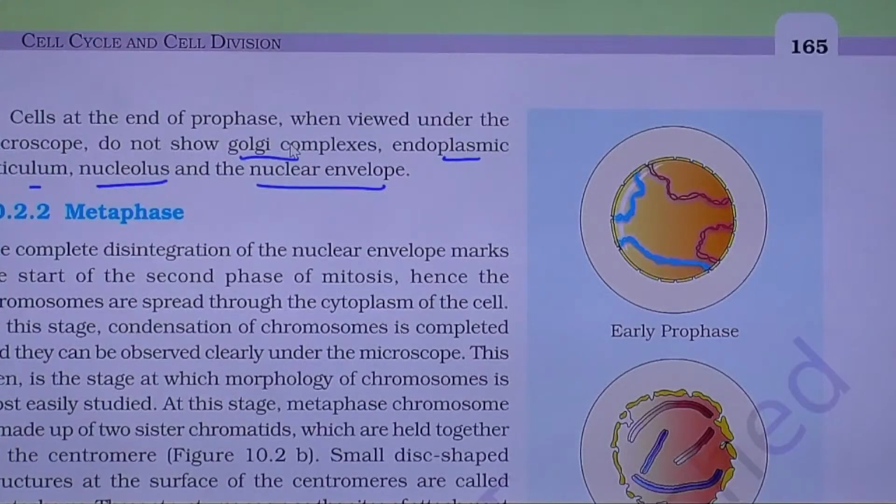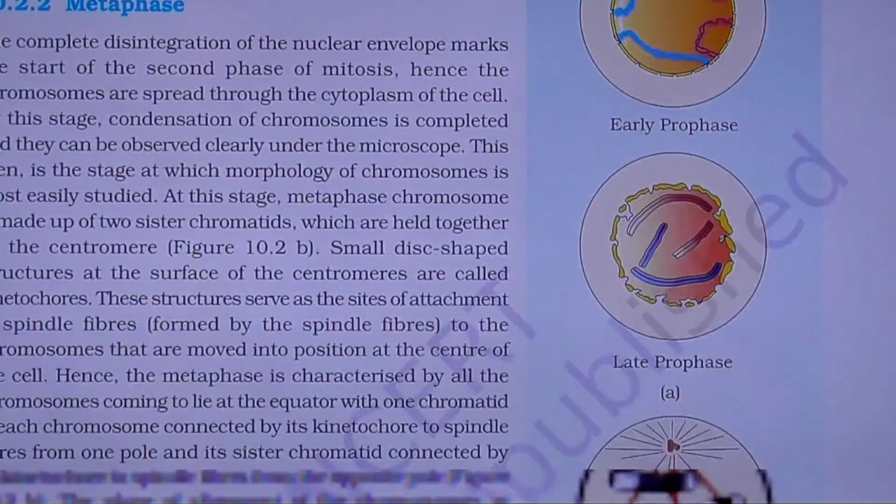We cannot visualize any of these under the microscope, because they are all condensed and untangled. So through the microscope we cannot see the Golgi complex, endoplasmic reticulum, nucleolus and nuclear envelope. So that is prophase.